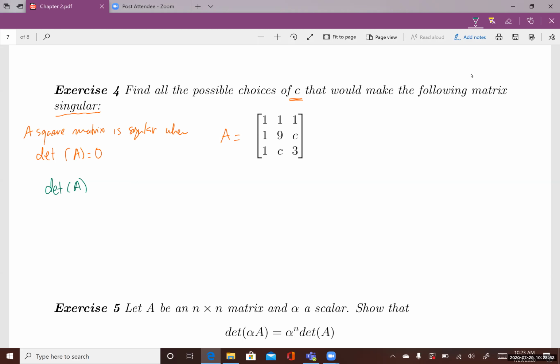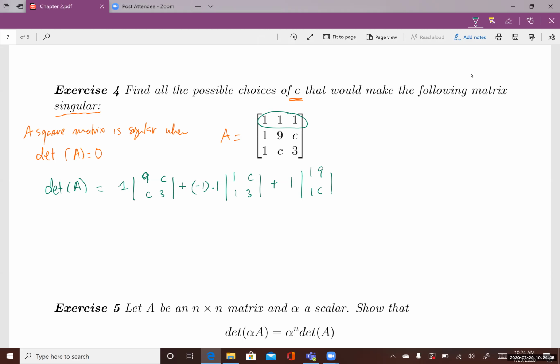So in order to find the determinant of A, I need to pick a row or a column to find cofactors, right? So let's just say I pick the first row. So it's going to be 1, and then you multiply by the determinant of the cofactor 9, c, c, 3. And then plus negative 1 times 1, and multiply by 1, c, 1, 3. And then plus 1, and then you have 1, 9, 1, c.